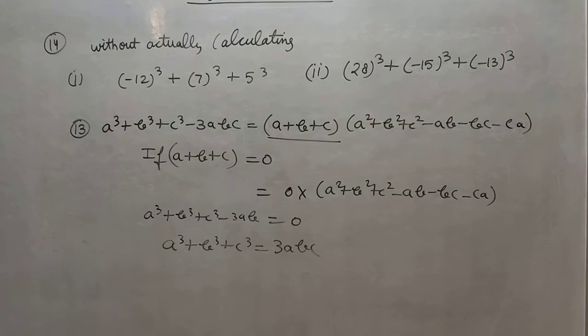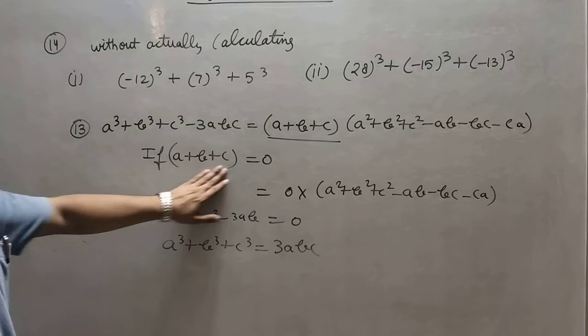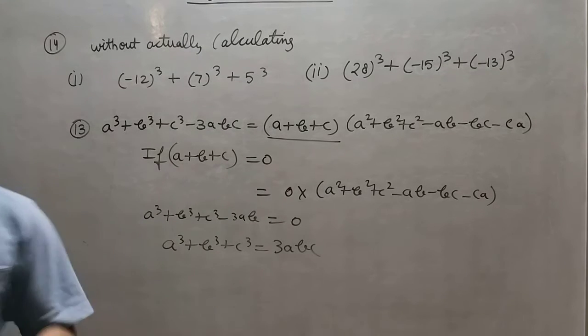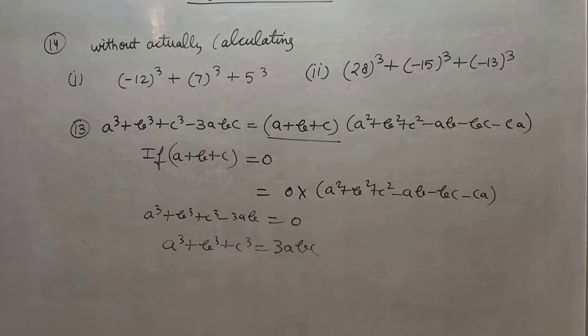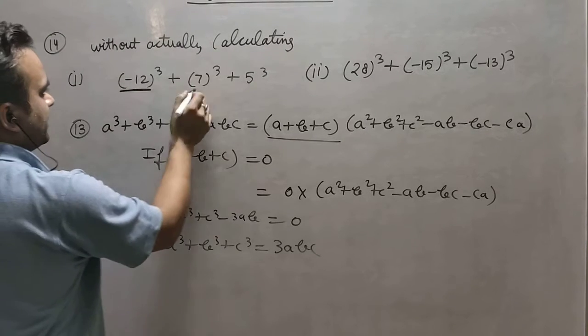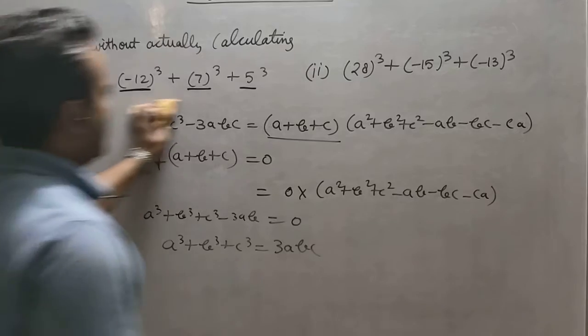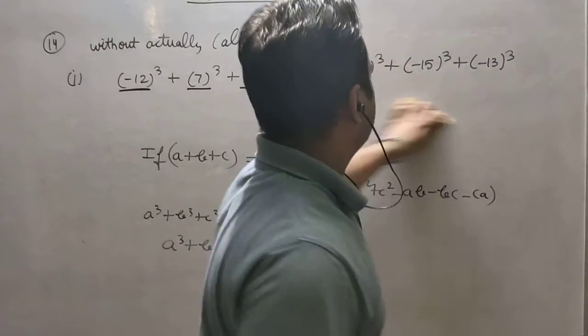So it proves that if a plus b plus c equals 0, then a cube plus b cube plus c cube will be equal to 3abc, right? So now what we have to do, we will check the value of a, b and c. If you see, a is this, b is this and c is this. We will check, are we getting a plus b plus c as 0?